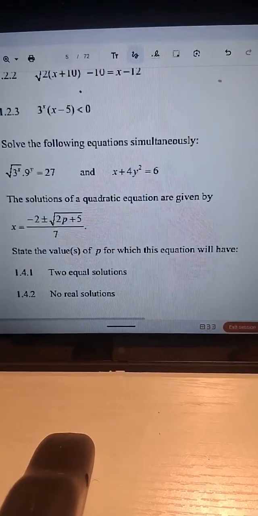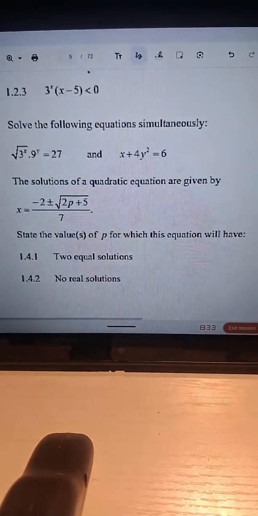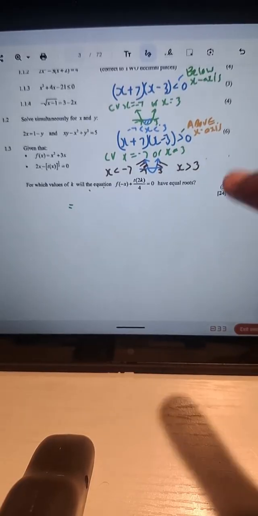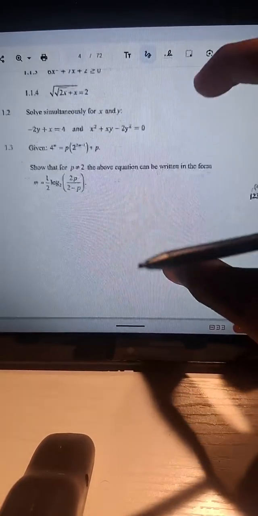Then here, state the values of p for which this equation will have... Okay, so this is another nature of roots question. Remember, we had the nature of roots question in the Eastern Cape paper that we did together? But that one was asking for which values of k, where we had to find the actual equation in standard form, which we then had to find the discriminant of, solve, and use the condition.